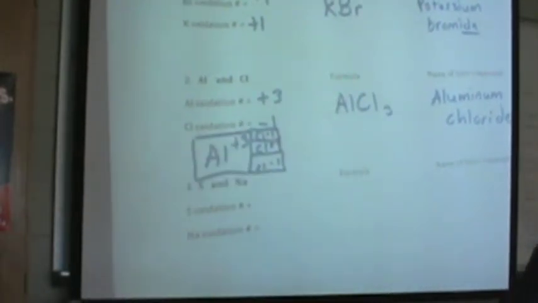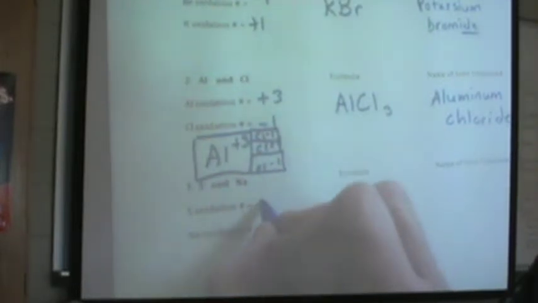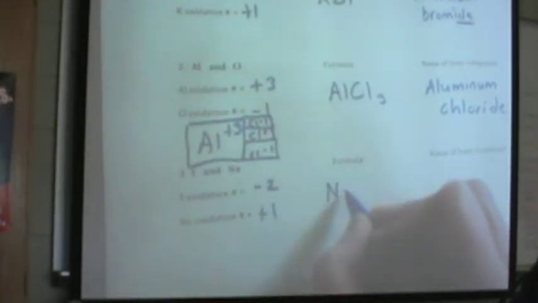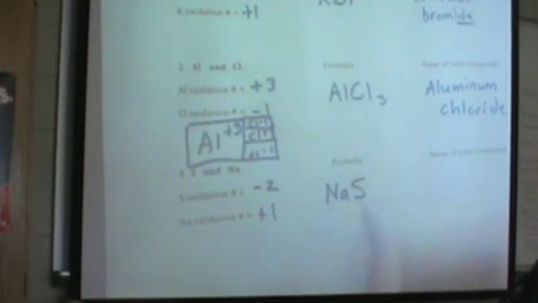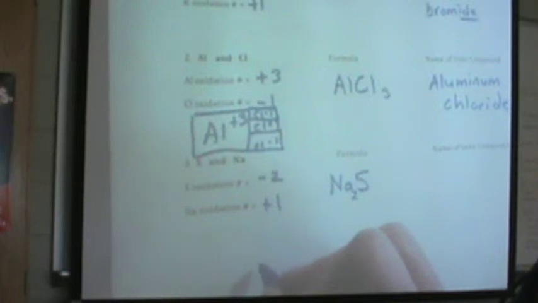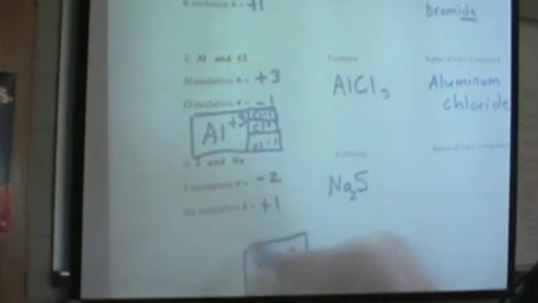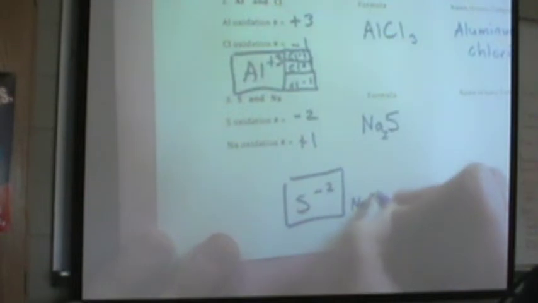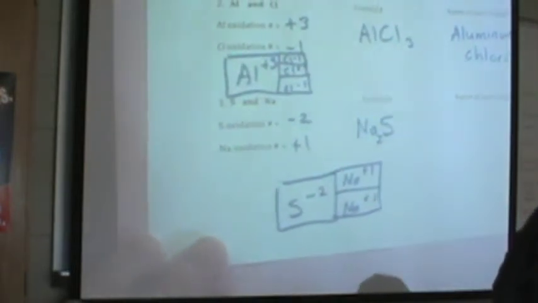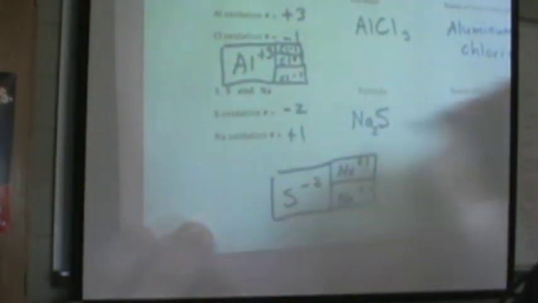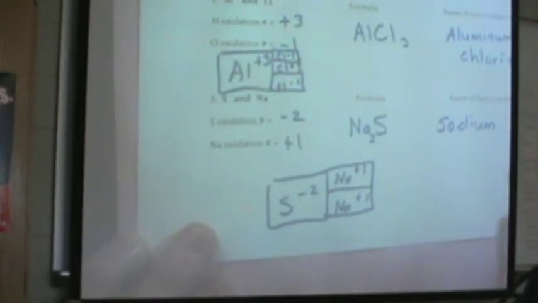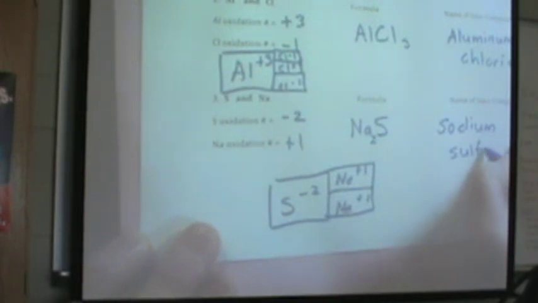Last but not least, sulfur and sodium. What's sulfur's oxidation number? -2. And what's sodium's? Who goes first? Will one sodium neutralize one sulfur? Which one do you need more than one of? So I put a subscript of 2 on there. Again, if you want to see a visual, sulfur would be twice as big as the sodium ion. So this is why I need 2 sodium ions. So Na stands for sodium. And then the S, what would I say the S name is? Yes, so instead of saying sulfur, I say sulfide.